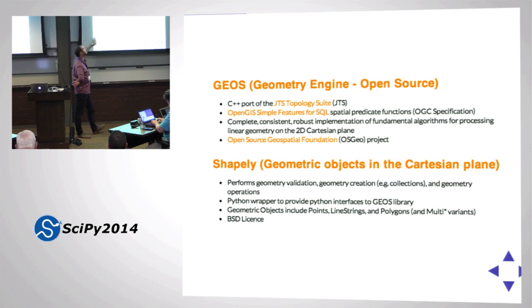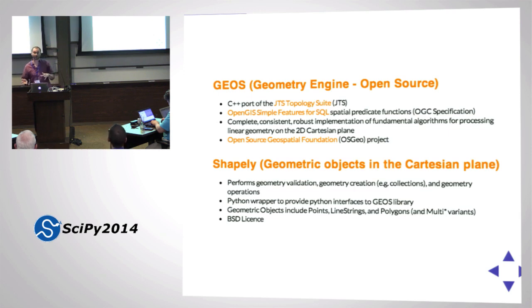It is a complete, consistent, robust implementation of fundamental algorithms for processing linear geometry on the 2D Cartesian plane. That's a mouthful. Basically, what it lets us do is geometry operations for points, lines, and polygons. It's also an OSGeo project. Shapely, which has got to be one of my favorite Python libraries, is the Python wrapper for this, so you can do geometry evaluation and different geometry operations.